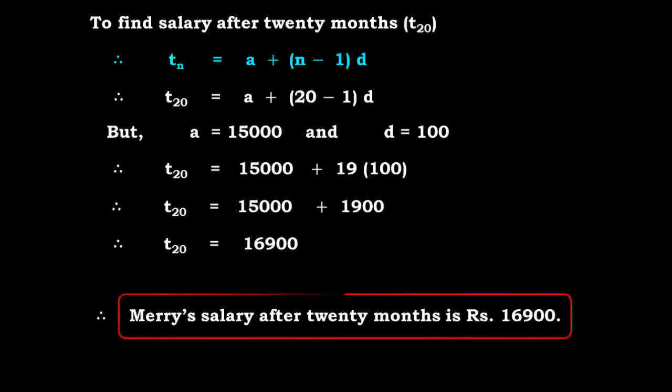See, her starting salary, that means A is given 15,000 and salary increases by rupees 100 every month. That means D is equal to 100. And you have to calculate salary after 20 months. That is T of 20. So we have to use formula Tn is equal to A plus N minus 1.